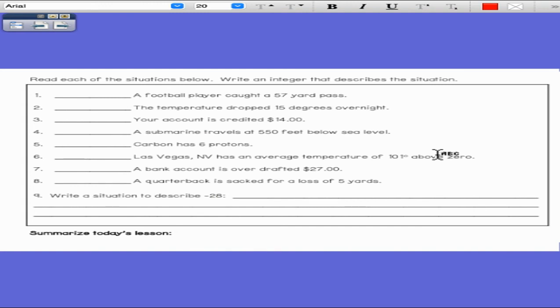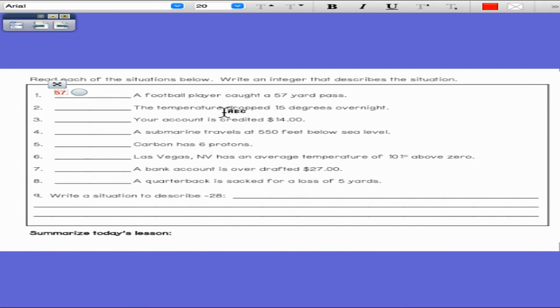So a football player caught a 57-yard pass. Well, which direction is that going? Are they going closer to the goal or farther away from the goal? Well, if they caught it, hopefully they're running in the right direction. We're not going to talk about bad football players. So that would be a positive thing. So that would be positive 57. Okay, so the key words I saw were caught a pass. So that went to me positive.